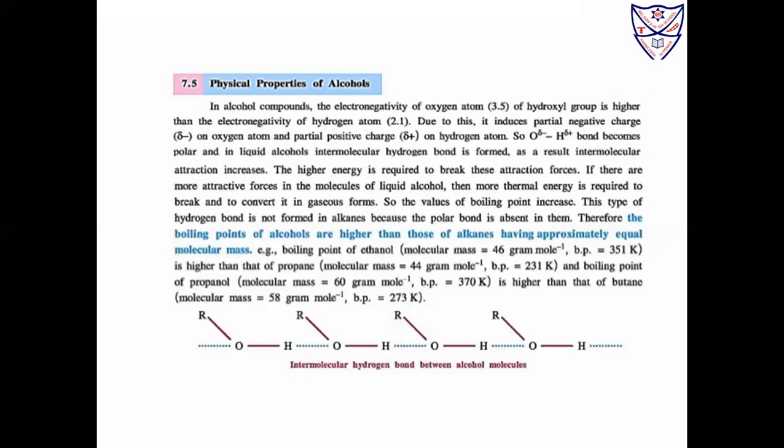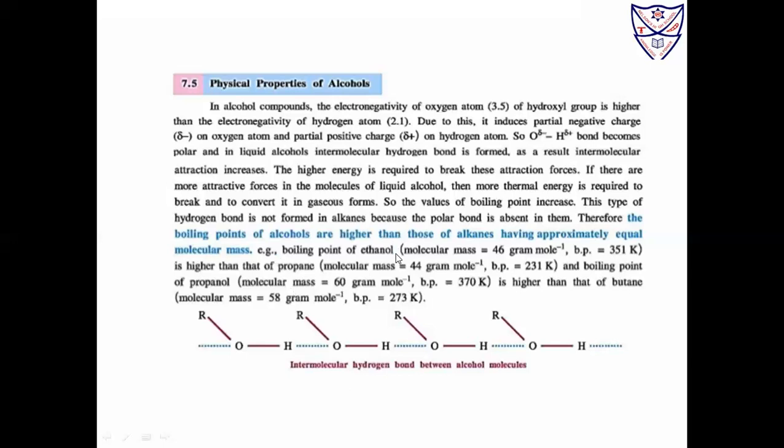Thus, this type of hydrogen bond is not formed in the alkane, because the polar bond is absent in them. Therefore, the boiling points of alcohols are higher than those of the alkanes having approximately equal molar mass. So, obviously, the object is in the liquid form, and the boiling point will be higher as compared to the other molar mass, right? For example, the boiling point of ethanol, whose molar mass is 46 gram per mole, is 351 Kelvin, which is higher than propane, whose molar mass is 44 gram, and the boiling point is 231 Kelvin.